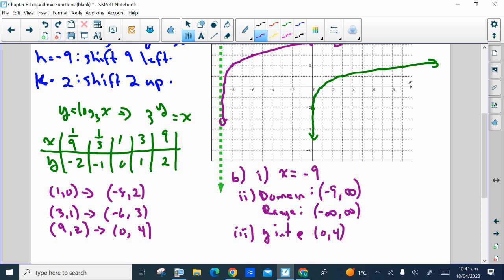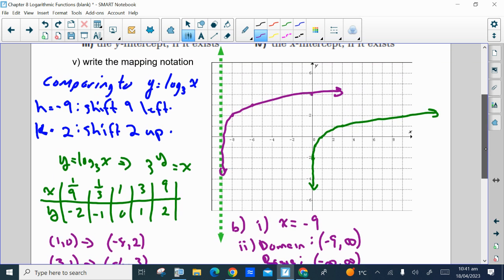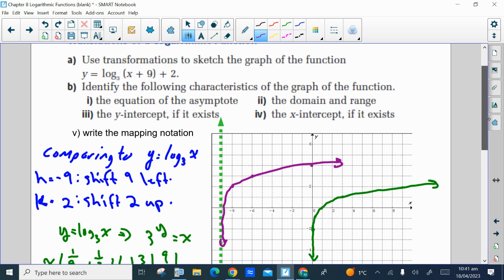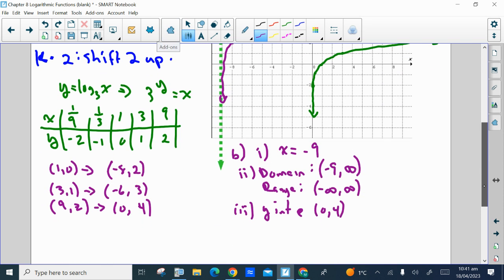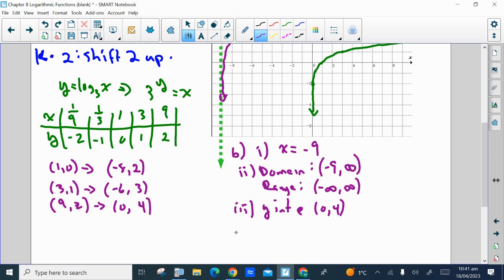If we didn't, we could find it by letting x equal 0. So if we take our equation and let x equal 0, it'll be log base 3 of 9. 0 plus 9 is 9. Log base 3 of 9 is asking 3 to what power is 9? The answer to that is 2. 2 plus 2 equals 4. So we can get it algebraically, which is what we must do for the x-intercept.